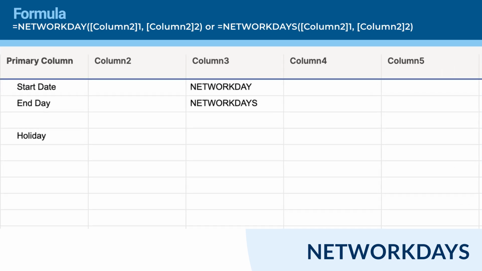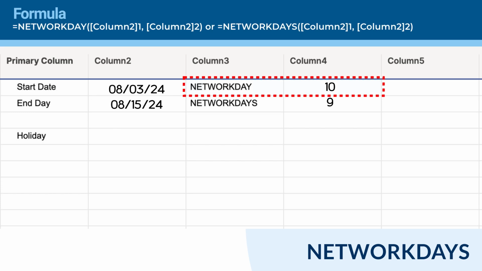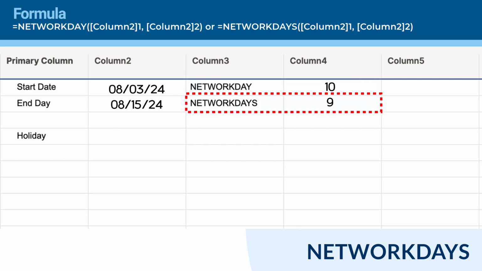Let's start with a simple example. Imagine you need to calculate the number of working days between Saturday, August 3rd, 2024, and Thursday, August 15th, 2024. Enter the start date in one cell and the end date in another cell. Use the NETWORKDAY formula to calculate the number of working days. This formula will return the total number of working days between the start and end dates, excluding weekends. In this example, the NETWORKDAY function would return a value of 10 days. The NETWORKDAYS would result in a value of 9 days.